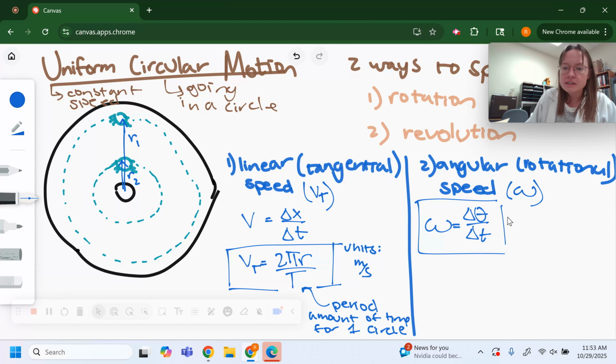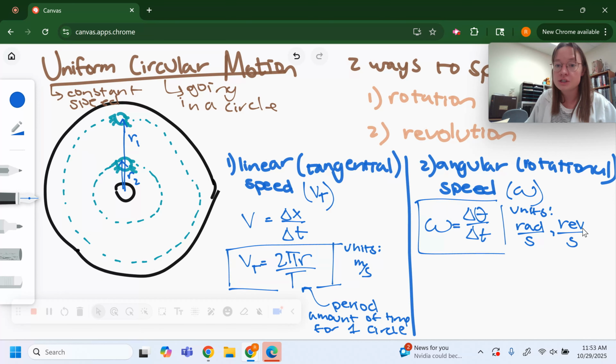Now, let's talk here about units. You actually have 2 different units that you can use for angular speed. Your units can either be radians per second, because it's angle per time, or if you want to talk not in terms of how many angles you accomplish in a certain amount of time, but in terms of how many circles you accomplish, a lot of times we'll talk in terms of revolutions per second, where a revolution is just one time around a circle. So if your angular speed is 7 revolutions per second, that means you made it around the circle 7 times in 1 second.